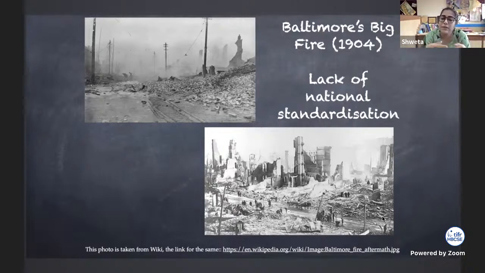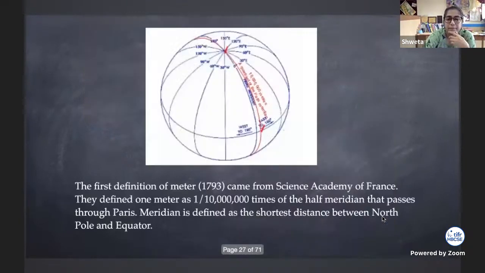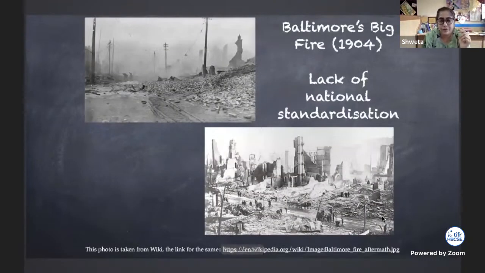So basically there was no standardization, no national standard. This is from the USA, a story from America. Different states and different manufacturers used different units, and it led to them not being able to use each other's even water hoses. Because of this, the fire took a much bigger form than what it could have been, and the losses were very, very high. So actually at this time there was a definition of meter, but it was still not popularized, and we see this instance.